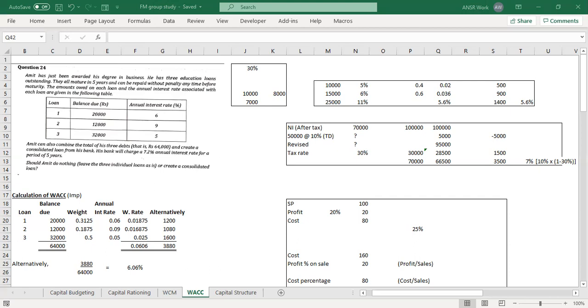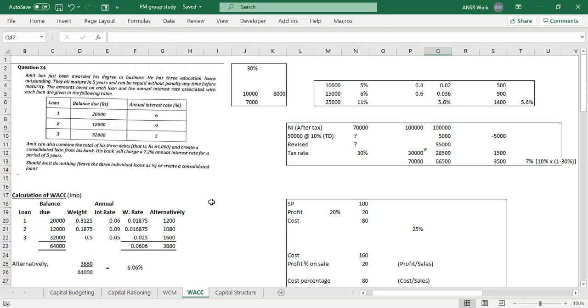Dheeraj, I am a little bit lost where to start this. So we have balances due 20,000, 12,000, 32,000. Annual interest rates are 6, 9, 5. You have to calculate a final effective interest rate, which we call WACC.